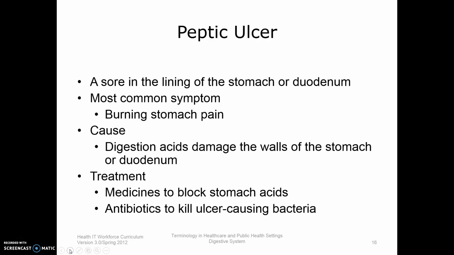A burning stomach pain is the most common symptom. This pain may come and go for a few days or weeks. It may also bother you more when your stomach is empty. The pain usually goes away after you eat. Peptic ulcers happen when the acids that help digest food damage the walls of the stomach or the duodenum. Peptic ulcers will get worse if they are not treated. Treatment may include medicines to block stomach acids or antibiotics to kill ulcer-causing bacteria.